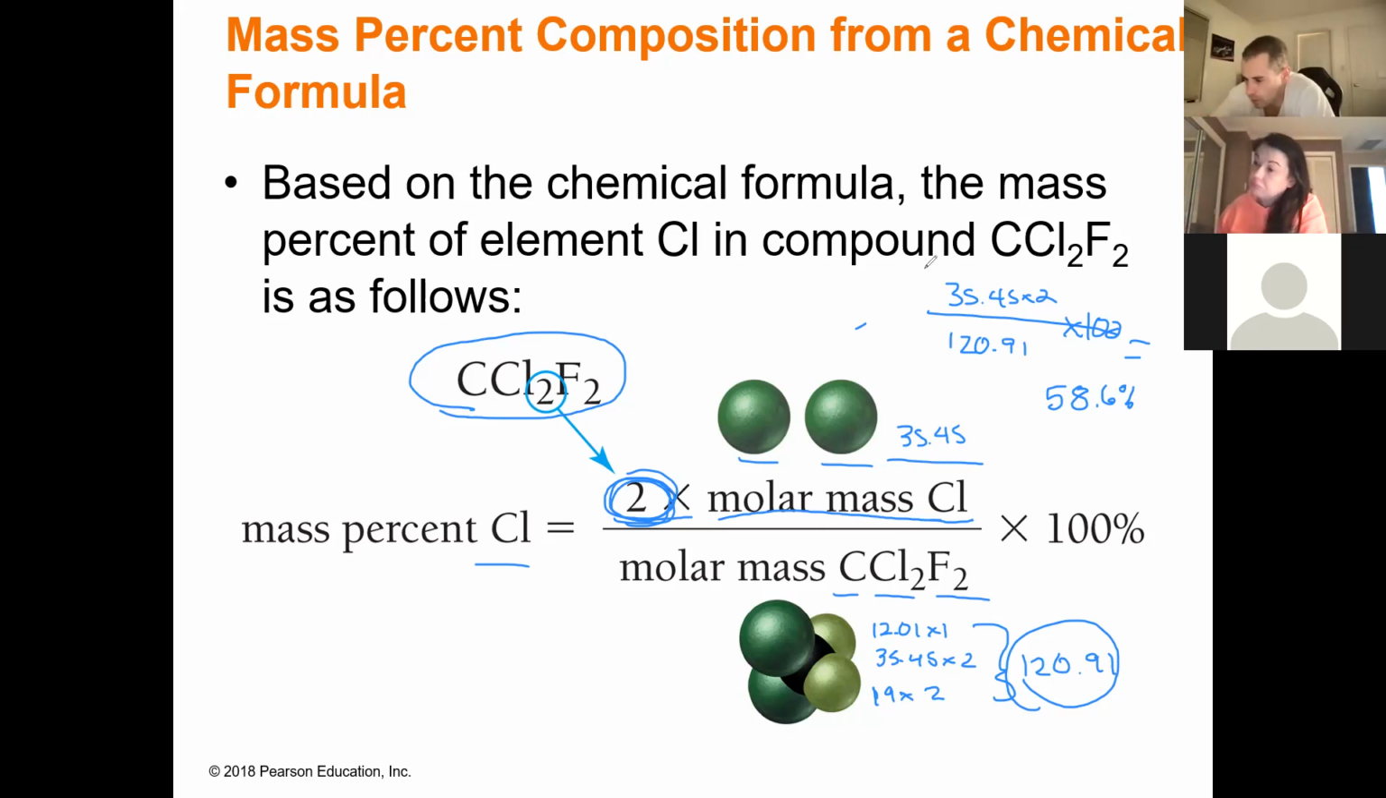I want you to solve the mass percent for carbon and for fluorine. Okay, so you're going to do the same thing, except you're going to switch out the numerator. Instead of it being about chlorine, you're going to take into account the carbon, and then you'll do a second calculation and take into account the fluorine. And I'll give you all like 2 minutes for that.